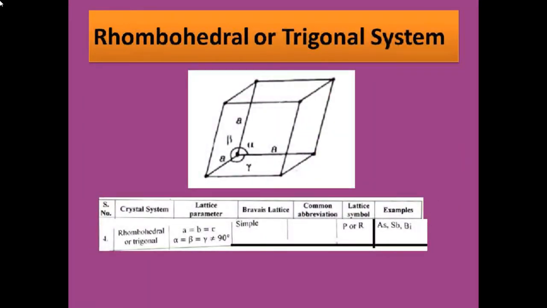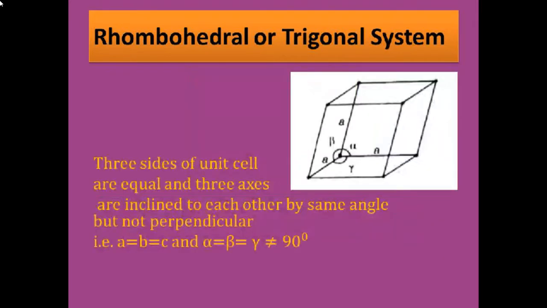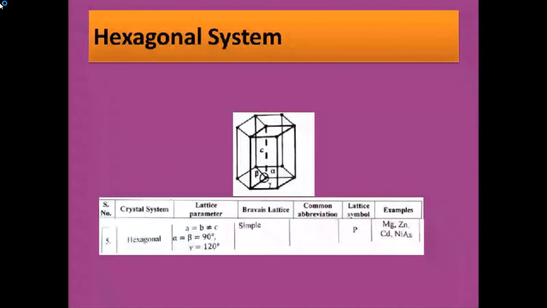Rhombohedral or trigonal system, in which A equal to B equal to C, but alpha is equal to beta is equal to gamma, but they are not equal to 90 degrees. Three sides of the unit cell are equal and the three axes are inclined to each other by the same angle but not perpendicular. So here in this condition for the rhombohedral or trigonal system, it is A equal to B equal to C, but alpha equal to beta equal to gamma, but it is not equal to 90 degrees. They are not perpendicular to each other.